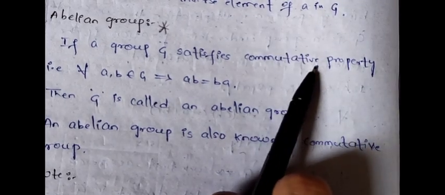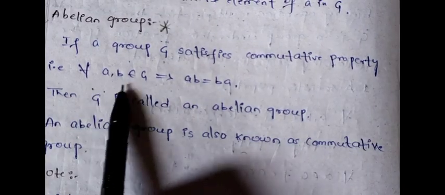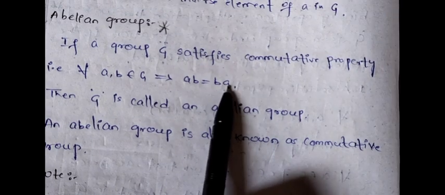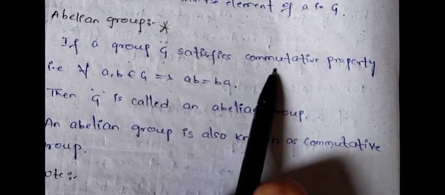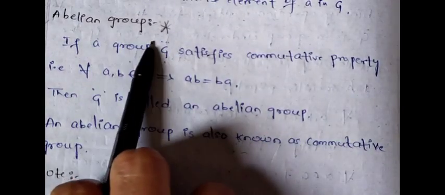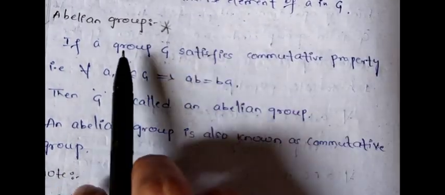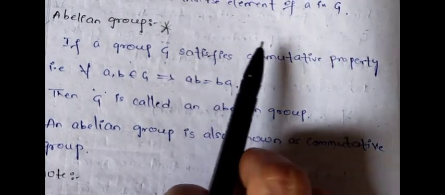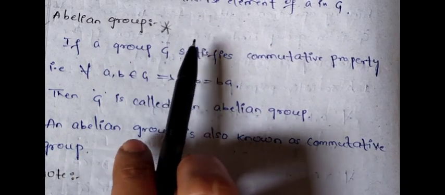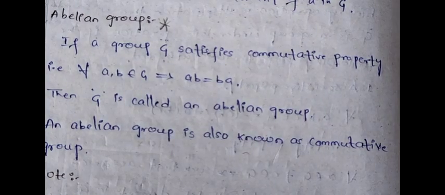We are taking the operation as multiplication, so what is the commutative property under multiplication? Take two elements A and B from G, then A·B equals B·A. If it satisfies this property, then we can say the group satisfies the commutative property, and then it is an abelian group. In another way, an abelian group means G is a non-empty set and multiplication is a binary operation satisfying closure, associative, identity, inverse and commutative properties, and then we say it is an abelian group.